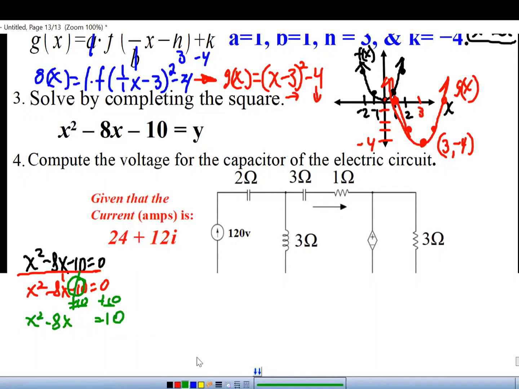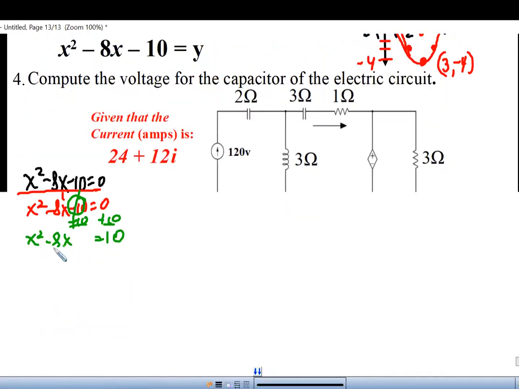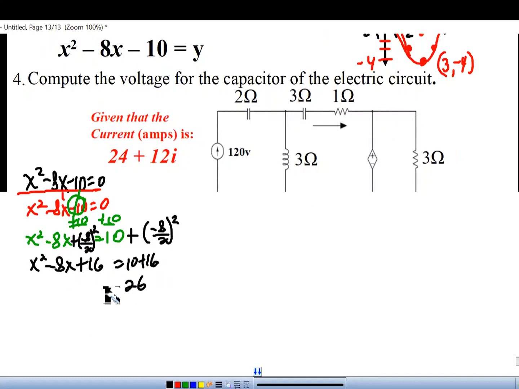From there, I need to complete the square. How do I complete the square? Well, I take the coefficient of x right here, and I do plus negative 8 over 2 squared, plus negative 8 over 2 squared to both sides. Let's simplify this. This is x squared minus 8x plus 16 equals 10 plus 16. What is 10 plus 16? That's 26 on the right side. I bring down everything from the left: x squared minus 8x plus 16. And now we're going to factor the trinomial on the left side.